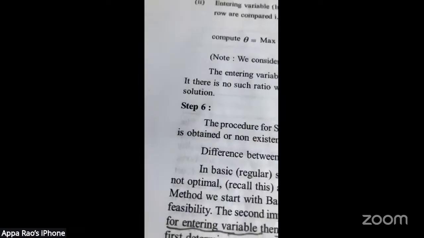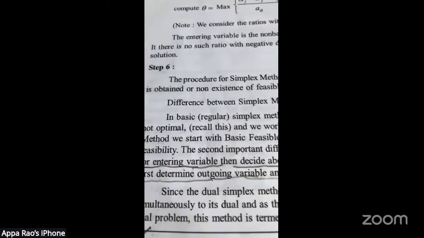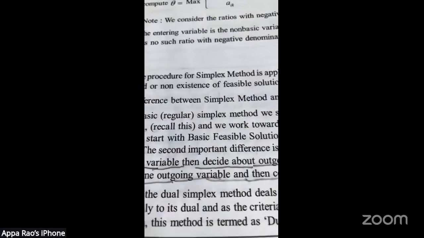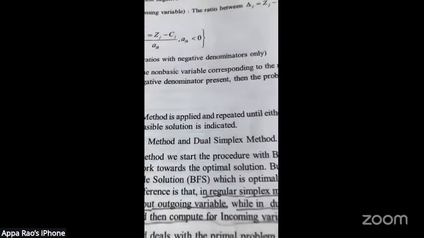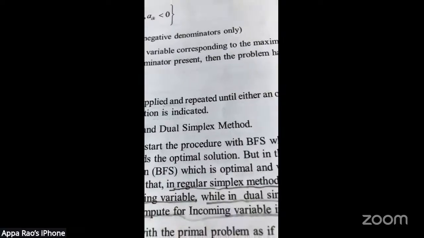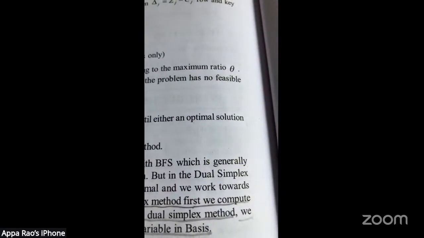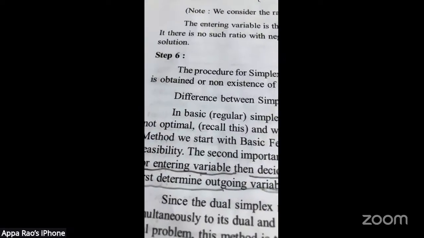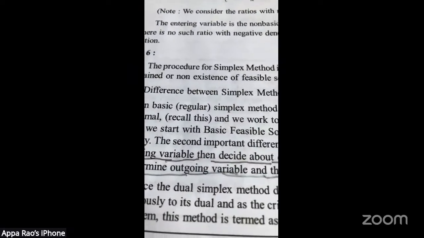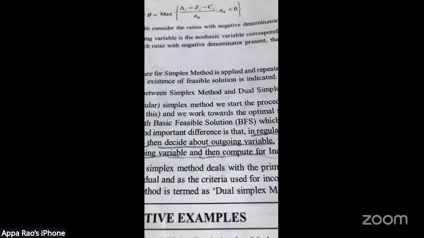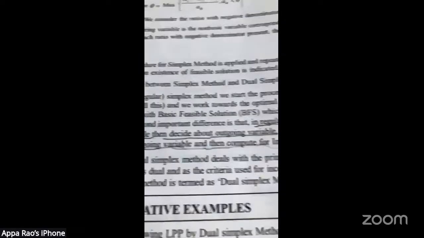Step 6: the procedure of the simplex method is applied and repeated until either an optimal solution is obtained or the non-existence of a feasible solution is concluded.